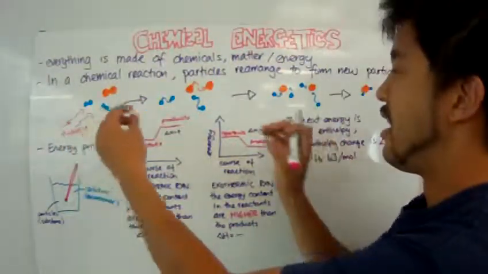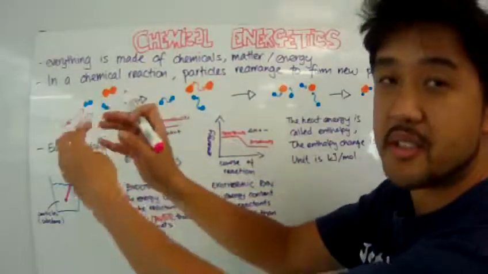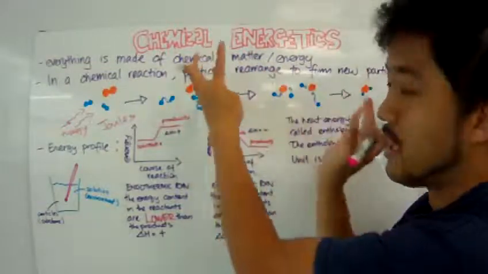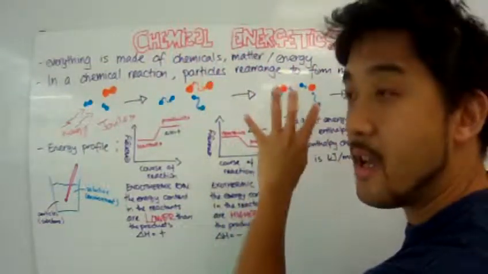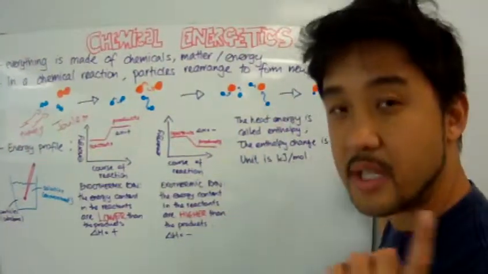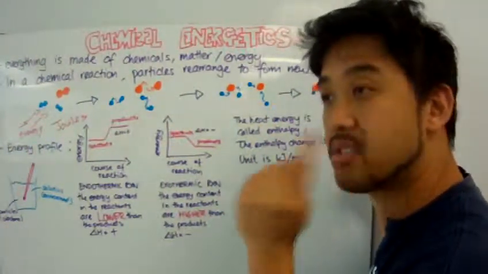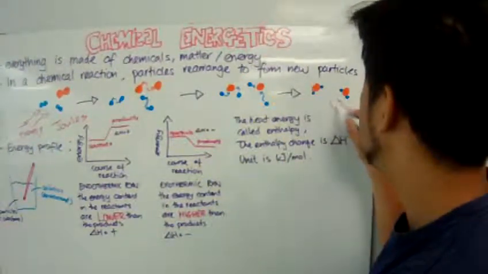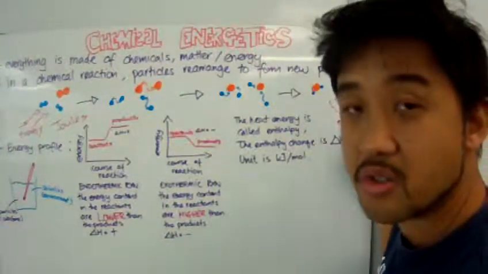And when energy is introduced in the form of heat or light, the bonds of these particles will break. They will randomly collide and form new bonds if it's favorable, and form new products if that energy state is favorable. Okay? And when they form new particles, energy is also released.